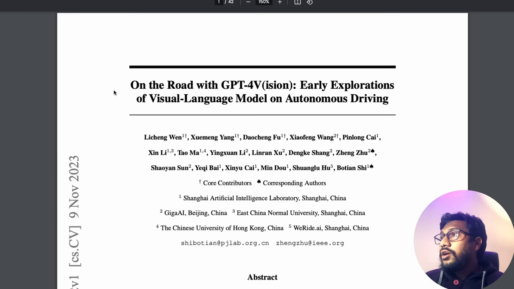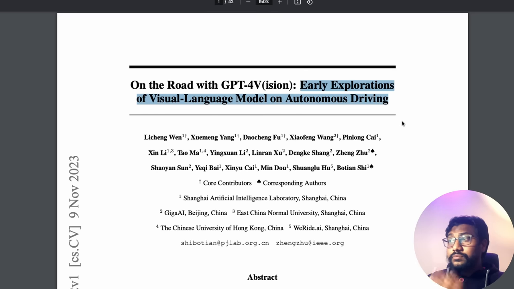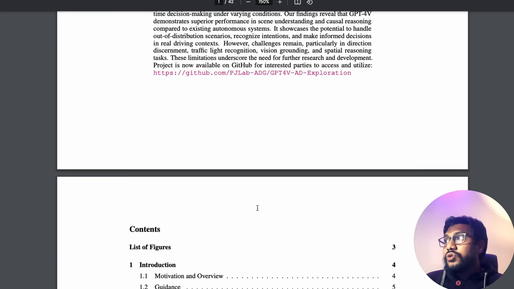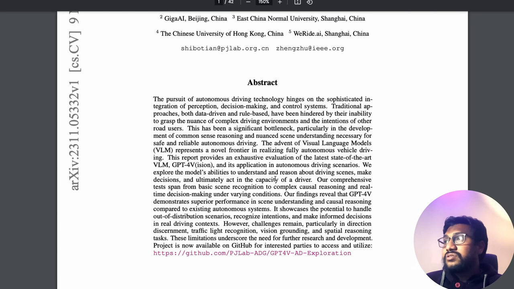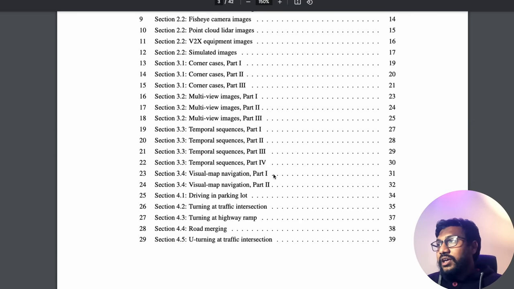The next one is what I was alluding to in the last two papers: On the Road with GPT-4V, early explorations of visual language model on autonomous driving. In the past, we have already explored a concept where somebody used a large language model for vision, especially for self-driving or autonomous driving capability. And now we have this paper from a bunch of universities from China, Shanghai, and also the Shanghai AI Laboratory. So what this paper, along with the code that they've released, is trying to do is use GPT-4 as the eyes of this AI system, and do autonomous driving. And it's again a very interesting aspect.